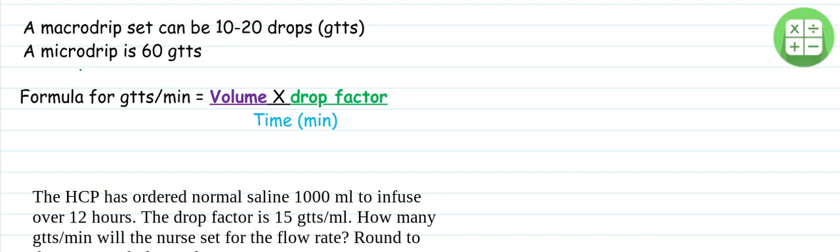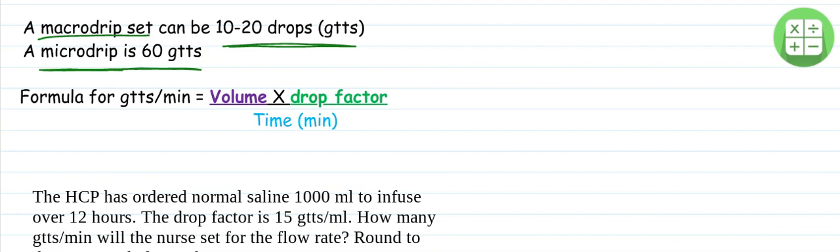So when we're talking about that IV tubing, if you think about the chamber that holds that fluid where it drips, that drip is what we're thinking about when we're talking about a macro drip set. These sets can regulate 10 to 20 drops per milliliter. A micro drip set regulates 60 drops per milliliter.